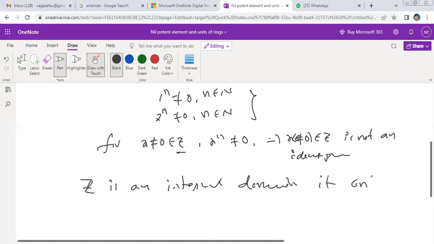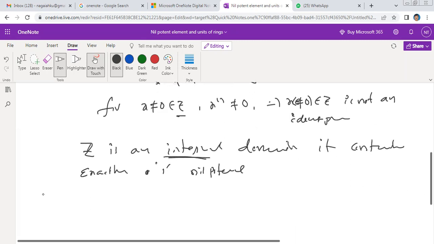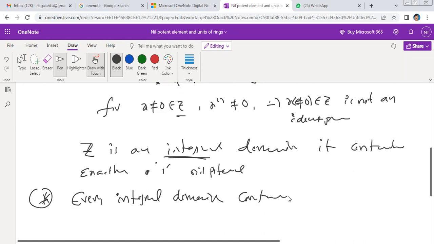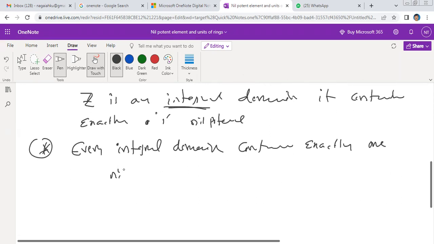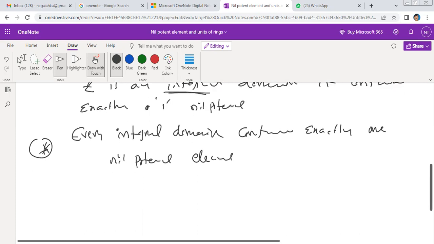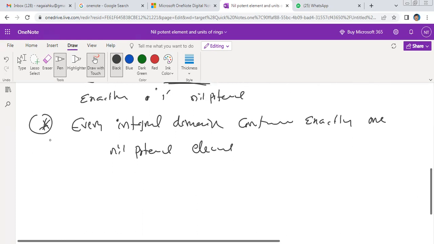It contains exactly one nilpotent element. In an integral domain, my statement is: every integral domain contains exactly one nilpotent element. Okay, see how we are going to prove this problem. Every integral domain has exactly one nilpotent element.